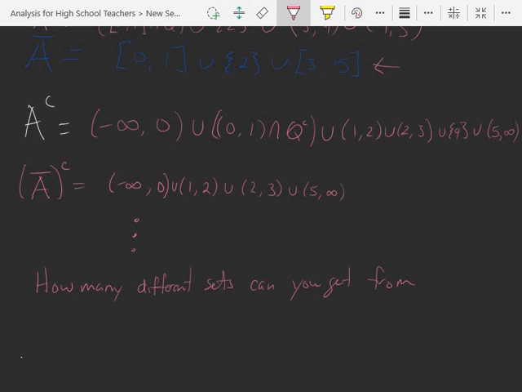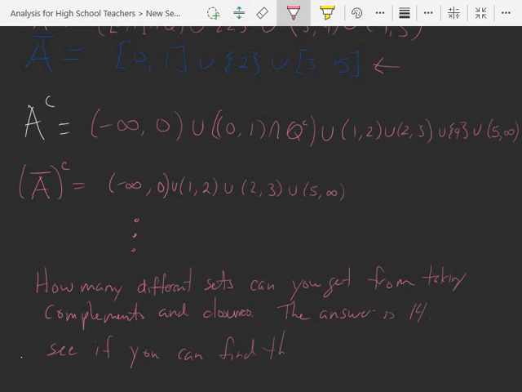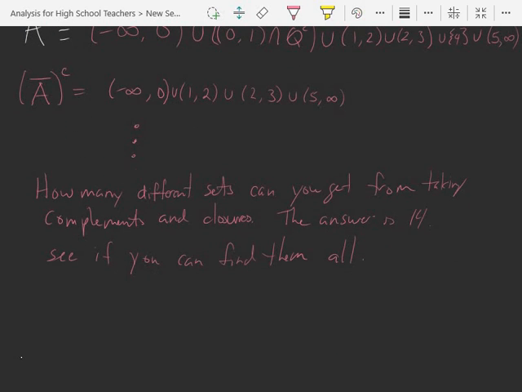From taking complements and closures. The answer is 14. Let's see if you can find them all. That'll be a good exercise to make sure you understand what interior, complements, and closures are.